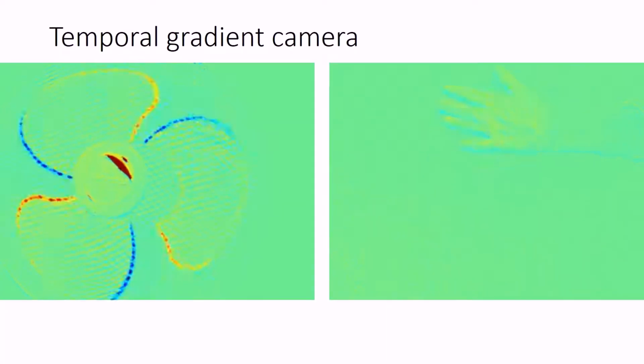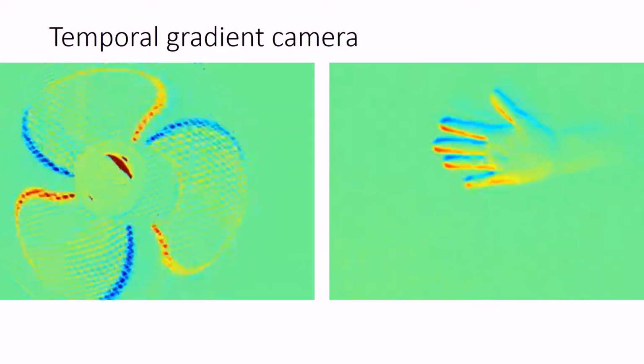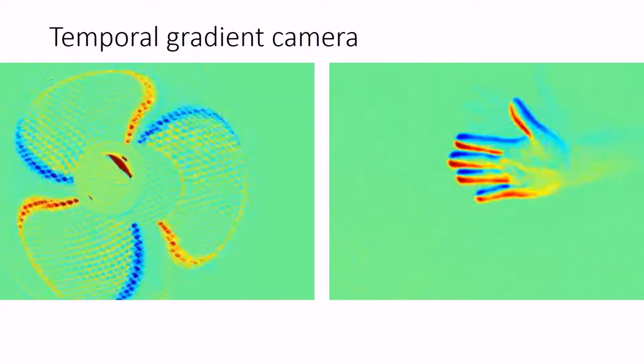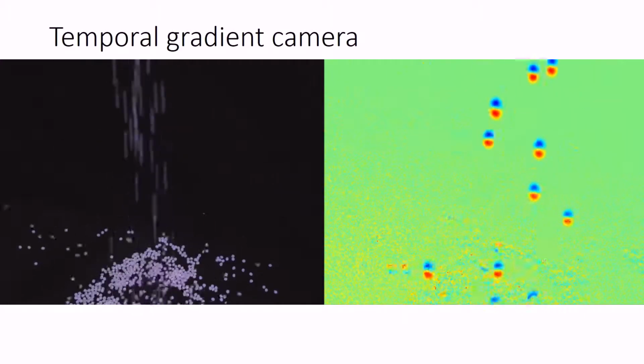Finally, we make the system measure temporal gradients, or how much brighter or darker a pixel gets during the exposure interval. This results in a sort of bipolar motion blur, where the orientation of the motion vector can immediately be seen.